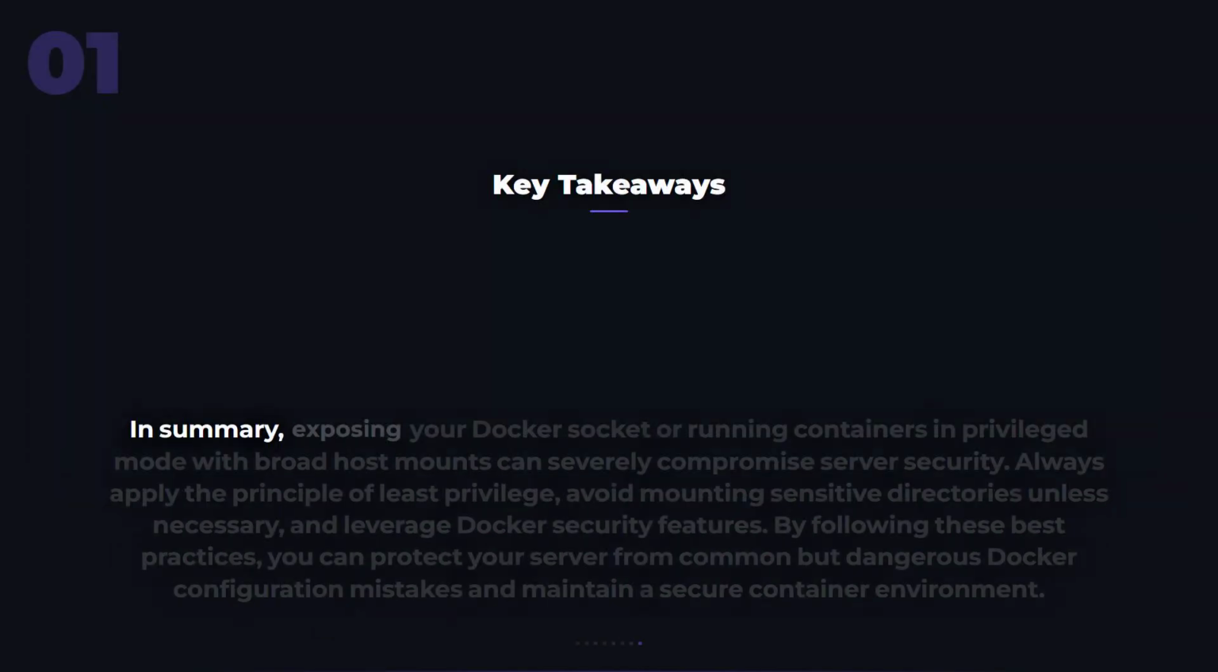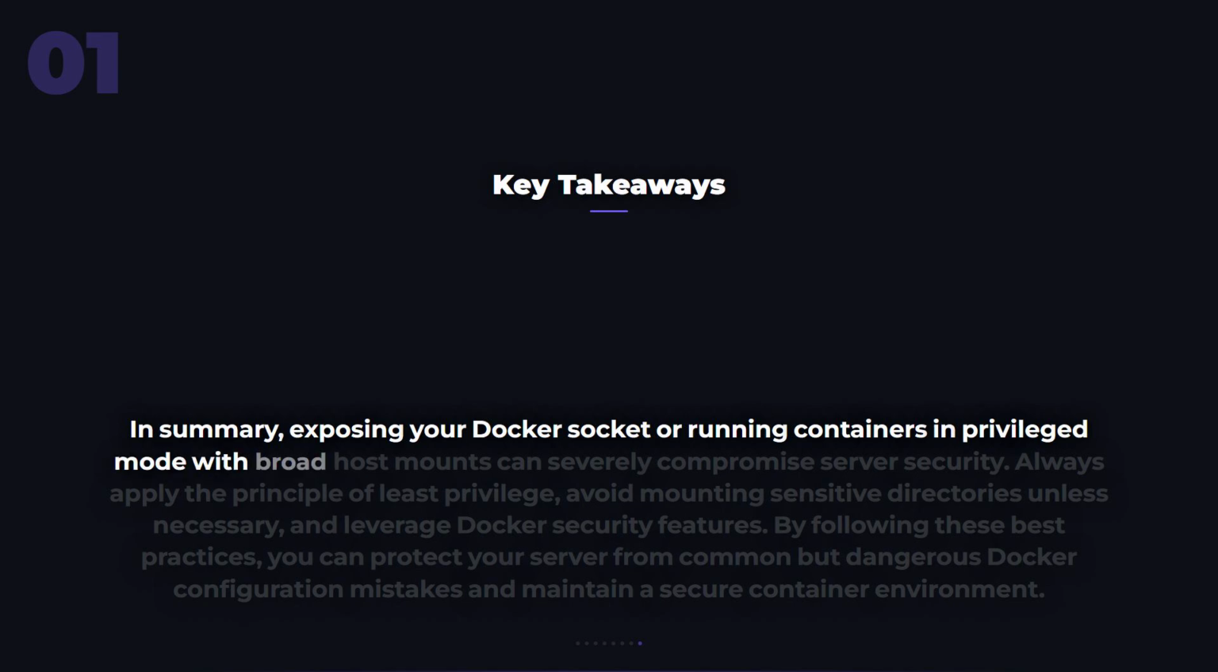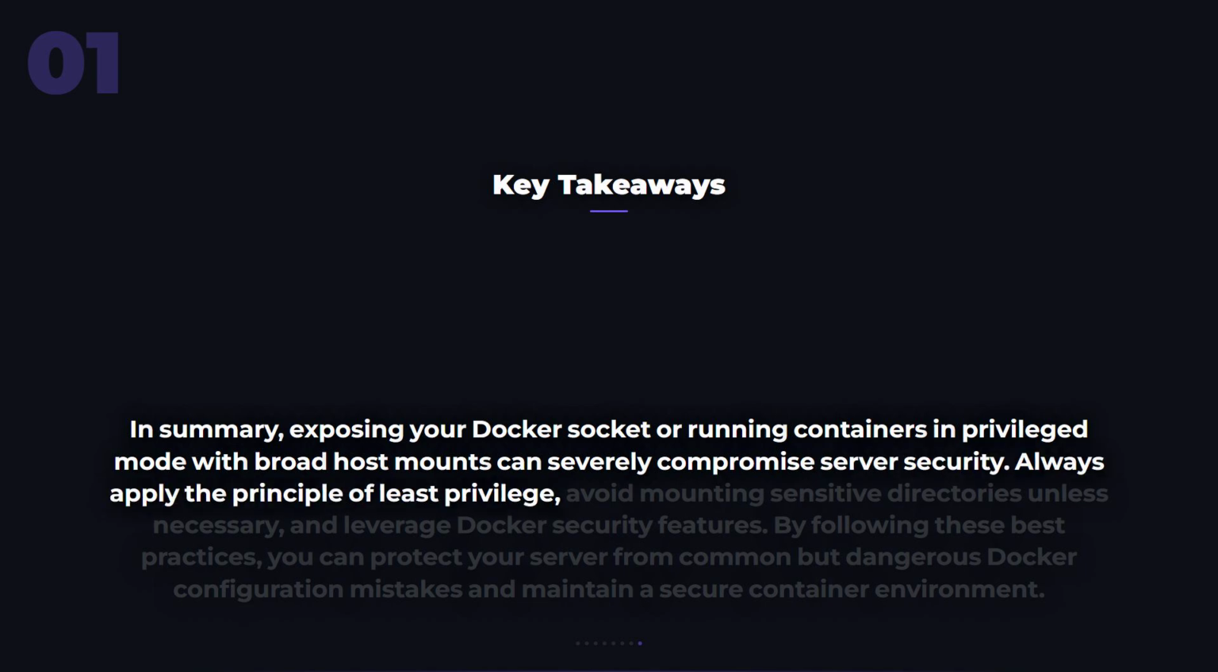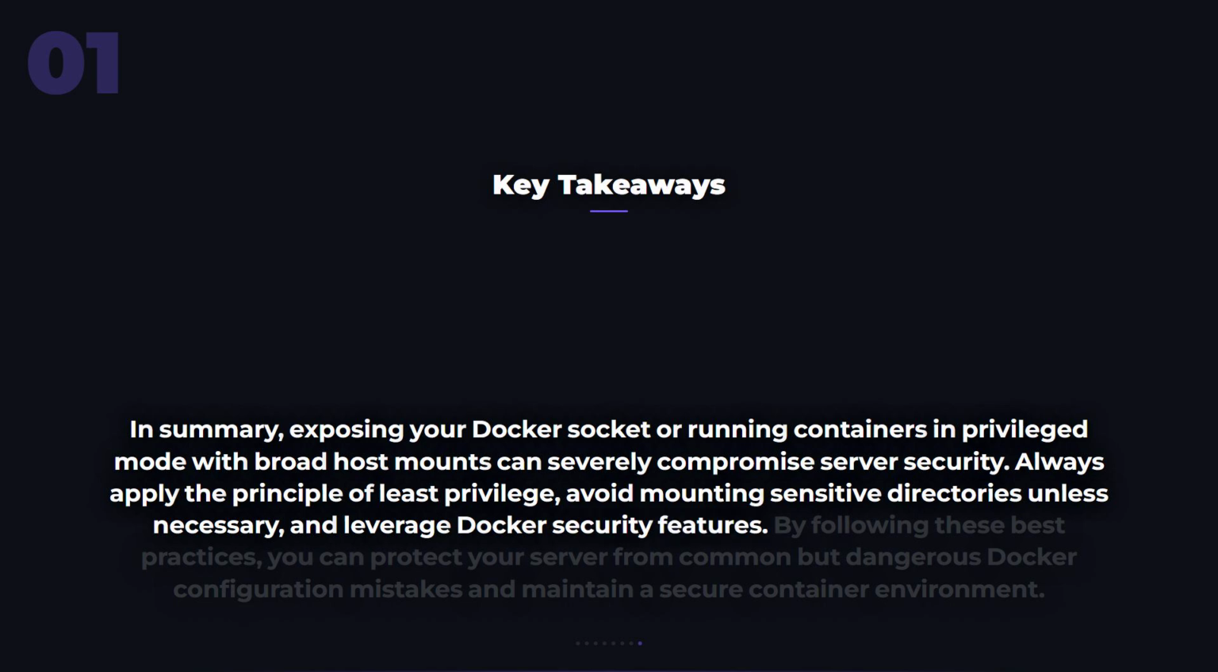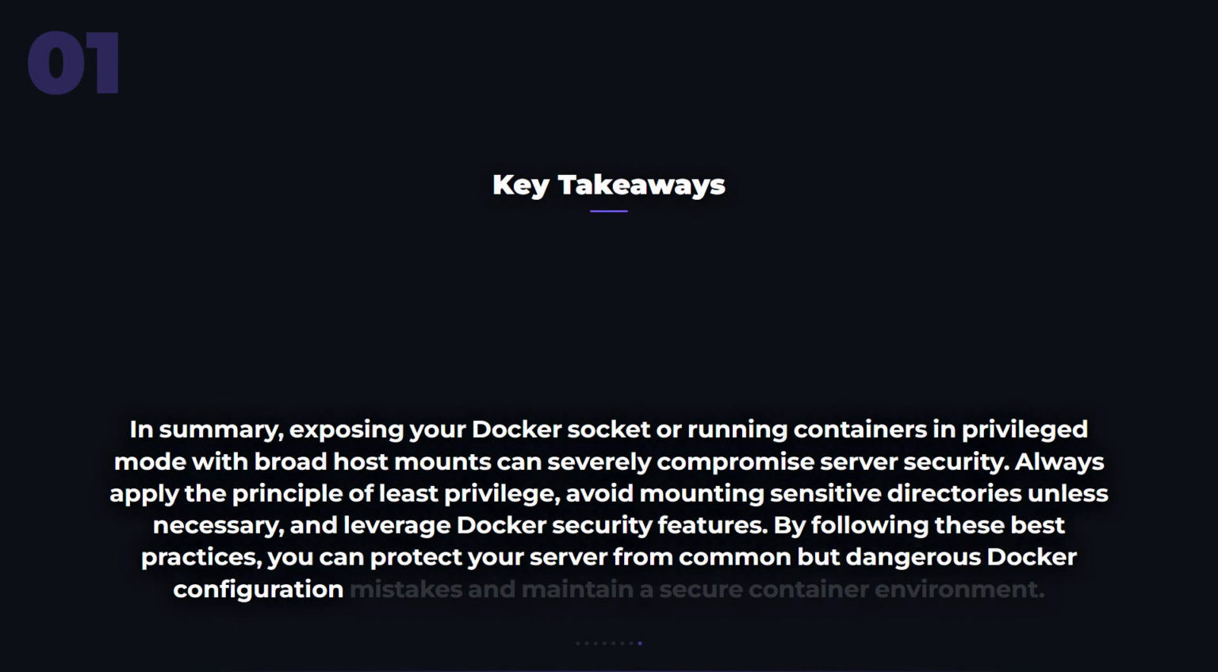In summary, exposing your Docker socket or running containers in privileged mode with broad host mounts can severely compromise server security. Always apply the principle of least privilege, avoid mounting sensitive directories unless necessary, and leverage Docker security features. By following these best practices, you can protect your server from common but dangerous Docker configuration mistakes and maintain a secure container environment.